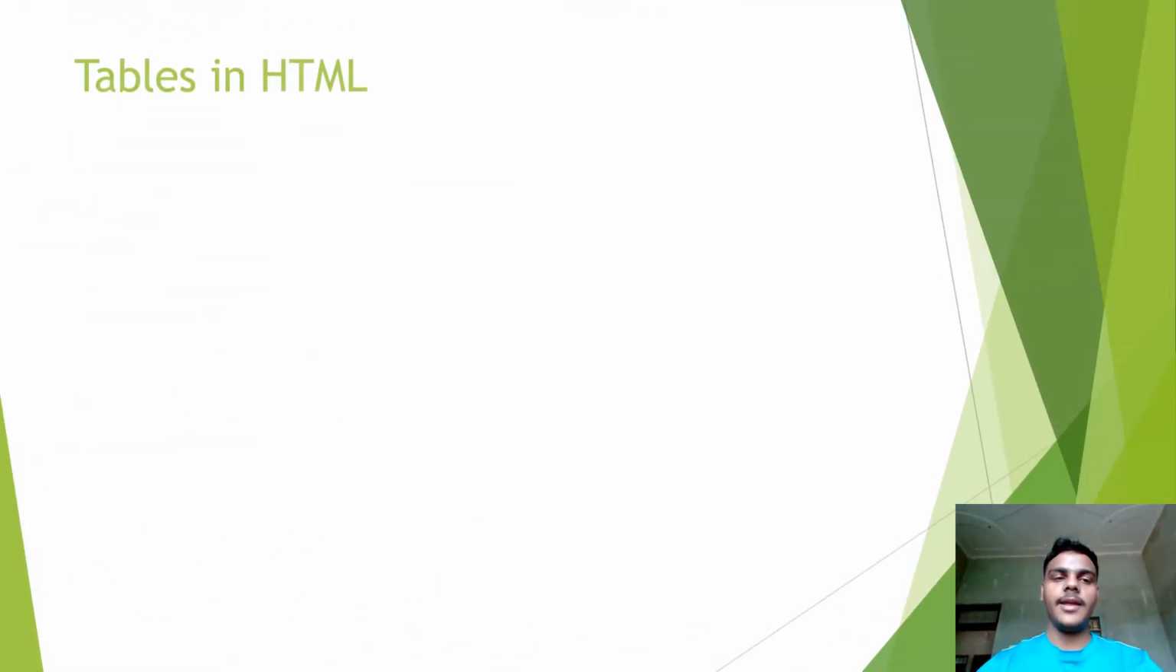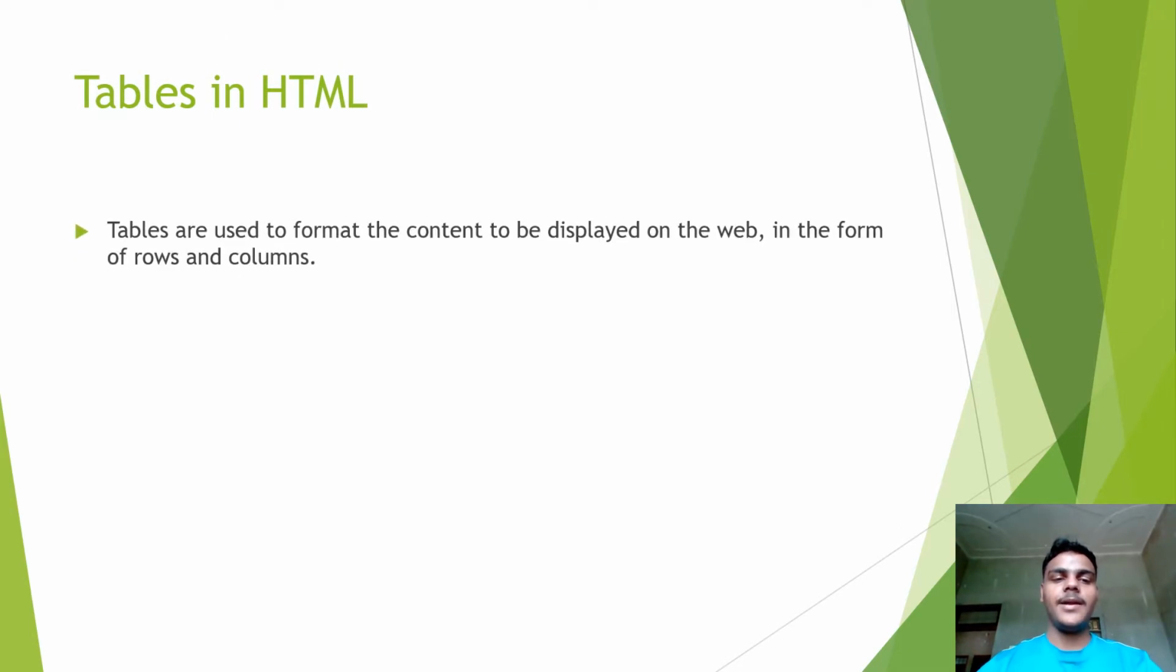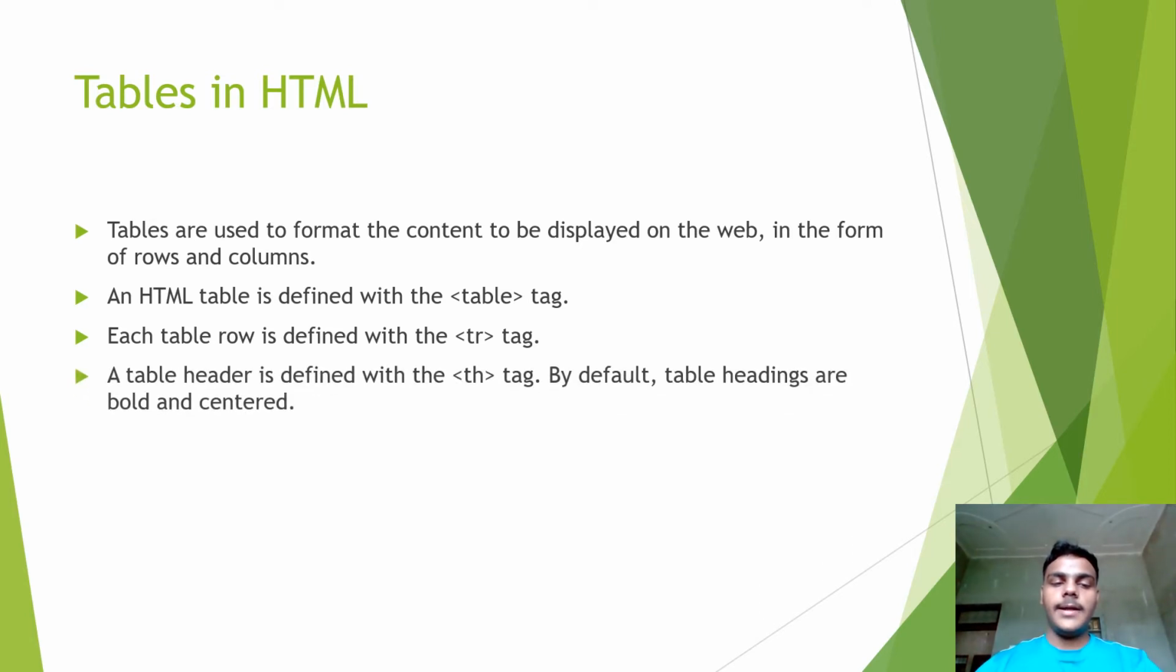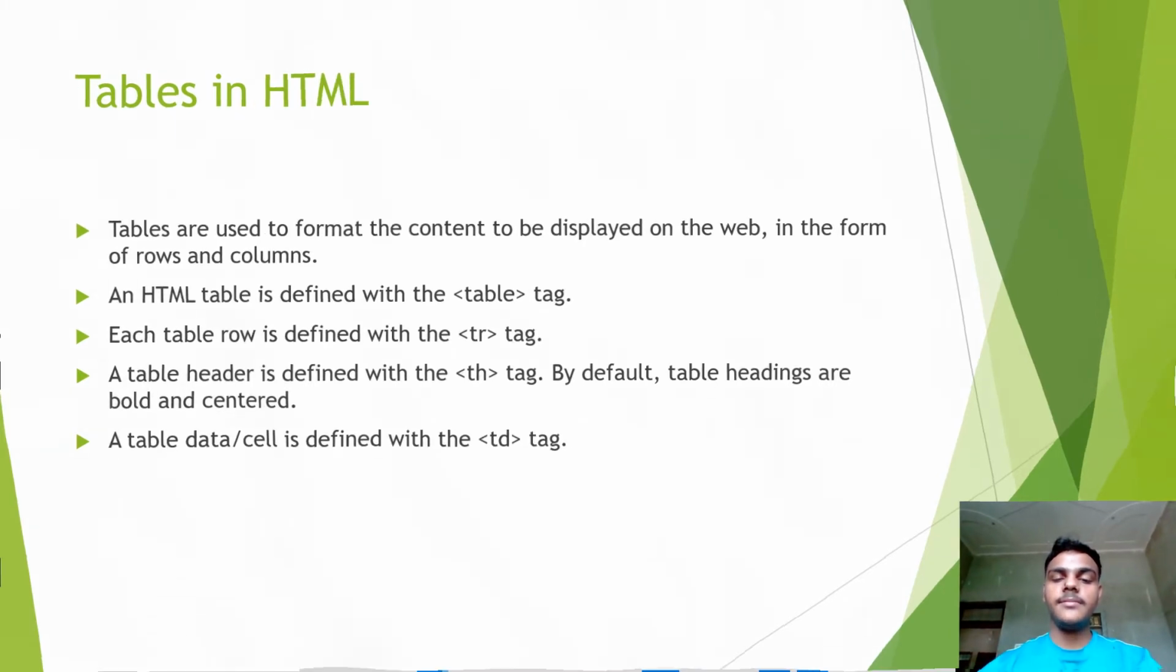Let's have a look at tables in HTML. Tables are used to format the content to be displayed on the web in the form of rows and columns. An HTML table is defined with the table tag. Each table row is defined with the tr tag. A table header is defined with the th tag. By default, table headings are bold and centered. A table data cell is defined with the td tag.